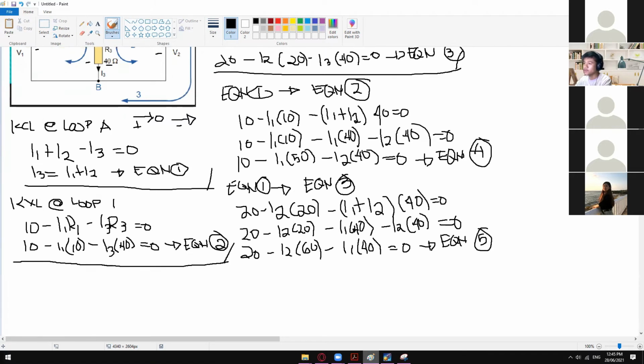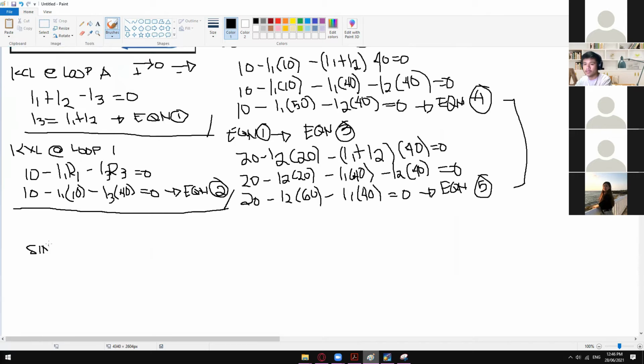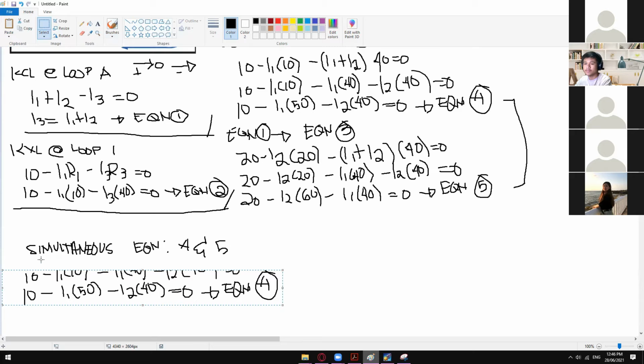So from here, we can now actually use this equation number 4 and 5 to eliminate one of the variables. Okay, so the one that we're going to use right here is called the simultaneous equation process. Okay, so from here, we're going to get the 4 and 5. So what we can do is I will just copy this one and paste it right here. Let me just remove those unnecessary text.